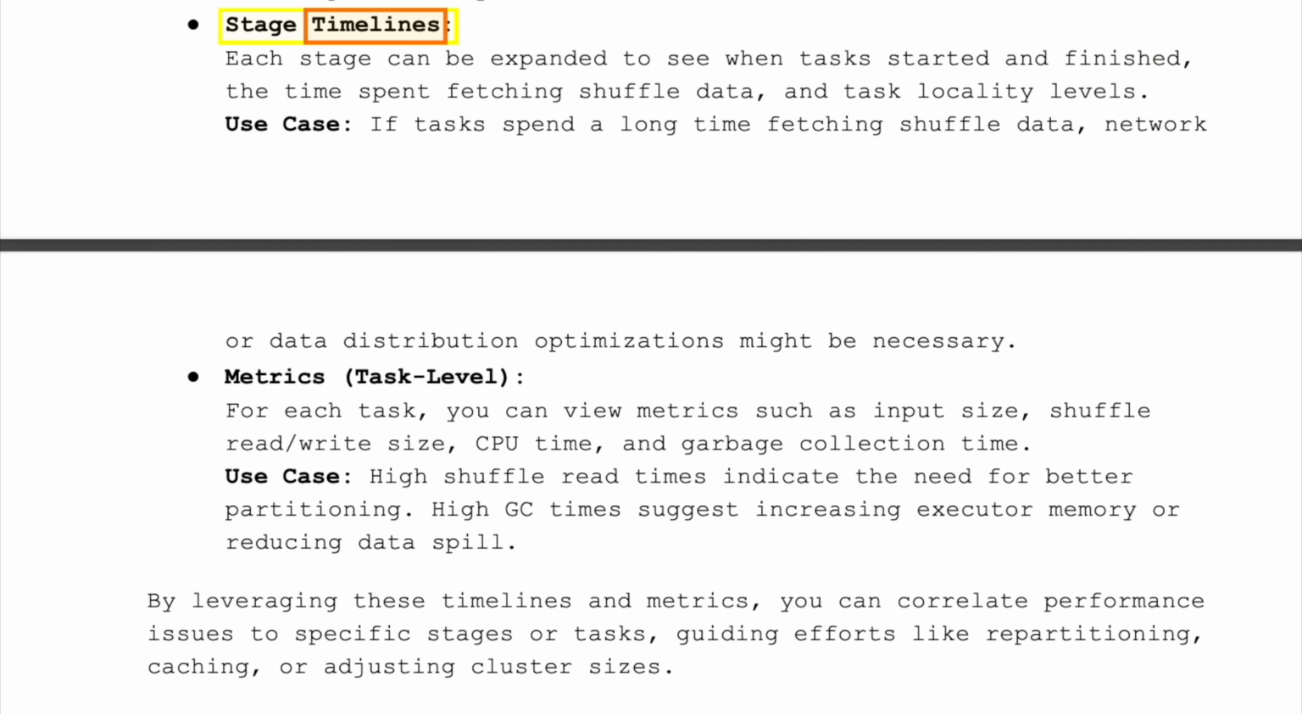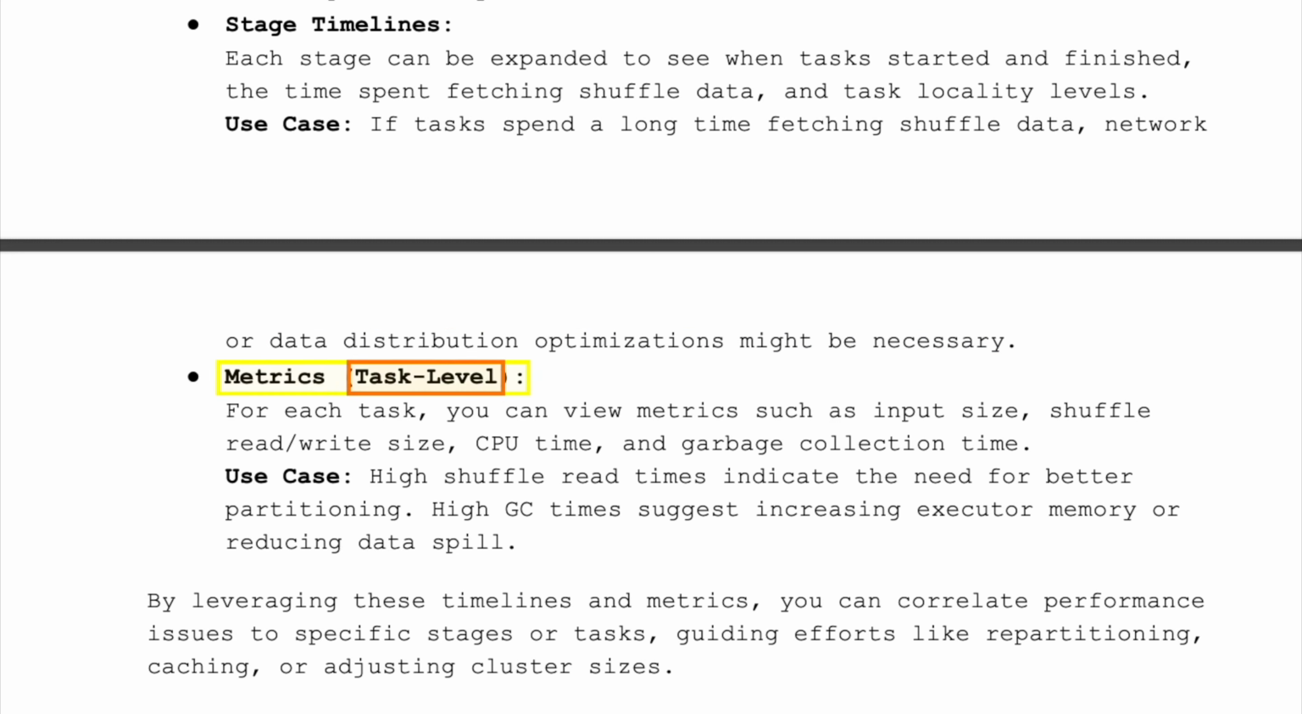Stage timelines. Each stage can be expanded to see when tasks started and finished, the time spent fetching shuffle data, and task locality levels. Use case: if tasks spend a long time fetching shuffle data, network or data distribution optimizations might be necessary.